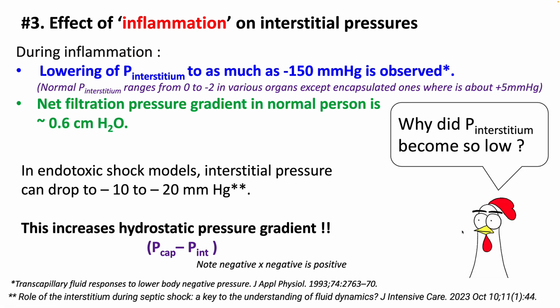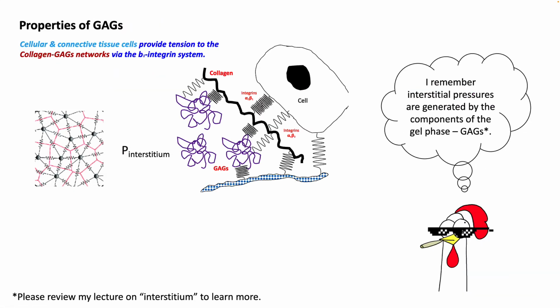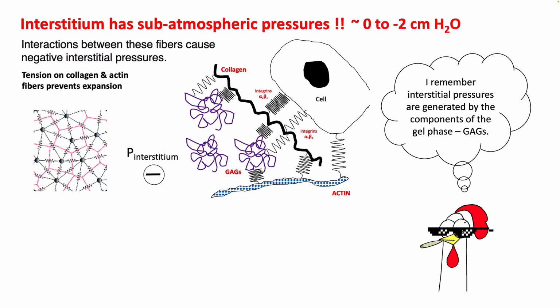So why did our interstitial pressure become so low? In the previous lecture, we understood that interstitium is made up of cellular and connective tissue cells, and they provide tension to the collagen and glycosaminoglycan network via the beta-1 integrin system. Think about beta-1 integrins as springs under tension. And tension on collagen and actin fibers prevents their expansion, so creates a negative interstitial pressure. Normally, your interstitium has subatmospheric pressures, about 0 to -2 centimeter of water, except in solid organs where it is a little positive.